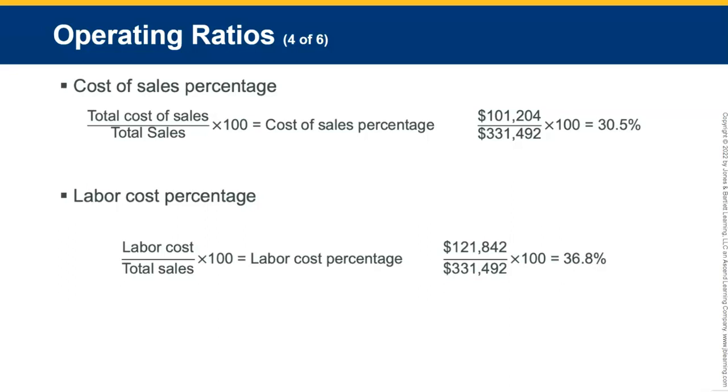To calculate the labor cost percentage, the formula is labor cost divided by total sales multiplied by 100 gives us our labor cost percentage. So if our labor cost is $121,842, we're going to divide it by our total sales, which is the same from the previous formula, of $331,492. Multiply it by 100, that tells us 36.8%. Now, if you remember, the prime costs come from your food, beverage, and also your labor, and you want to keep that around 66%, so that's where these formulas come into play.